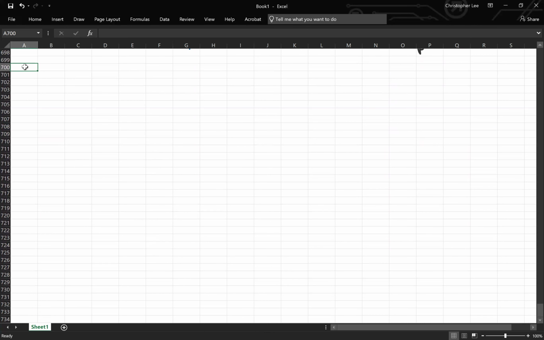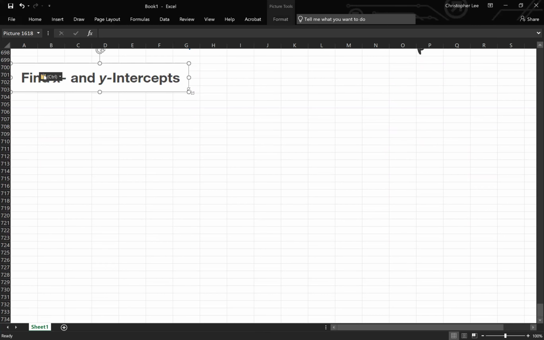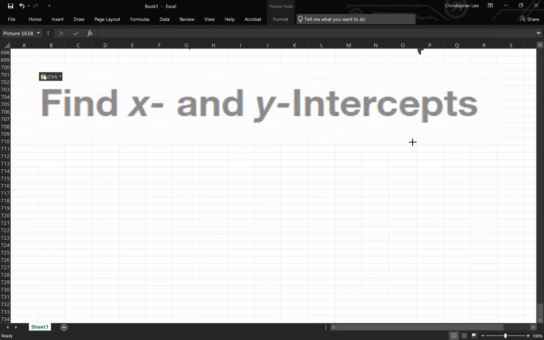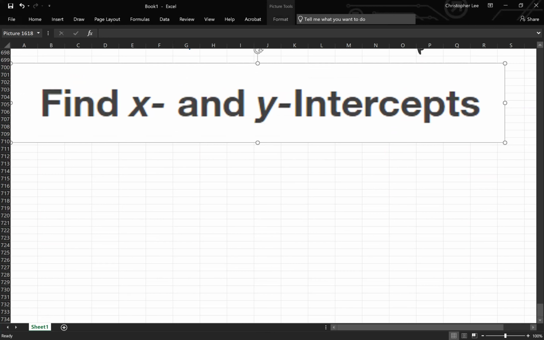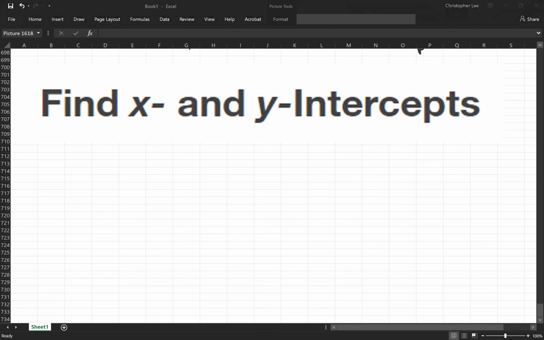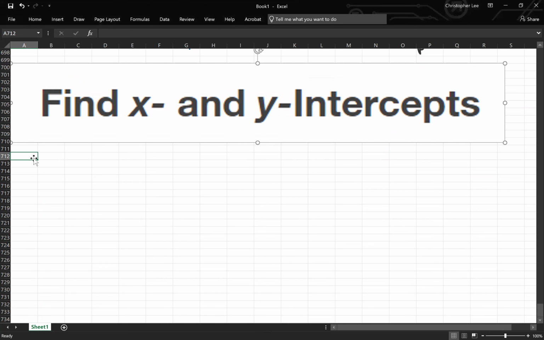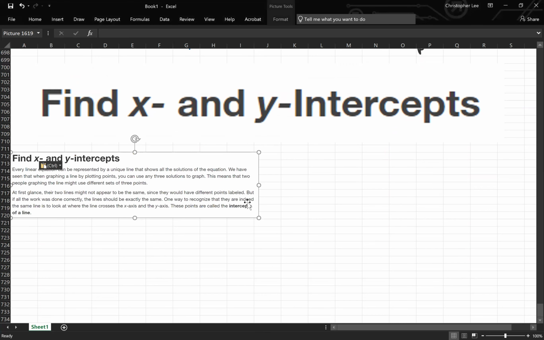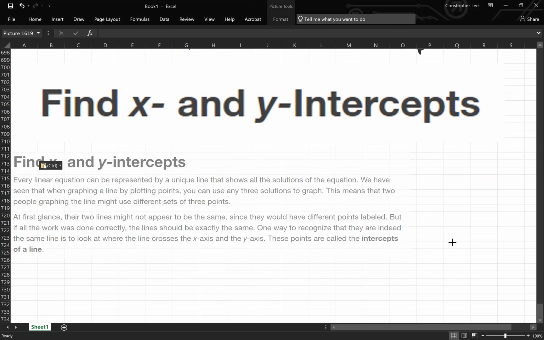This next part is kind of cool too, right? So we're going to be finding the x and the y intercepts. All right. So we're going to find the x and the y intercepts.